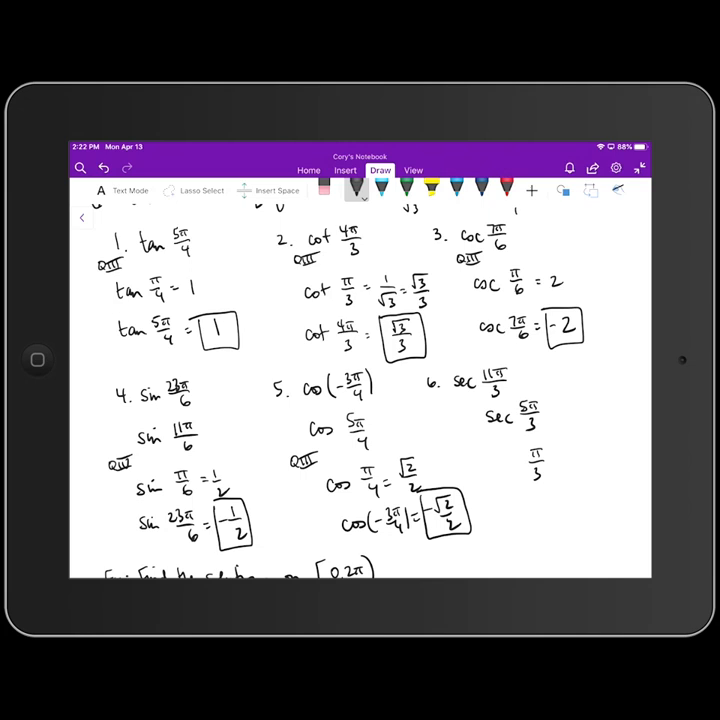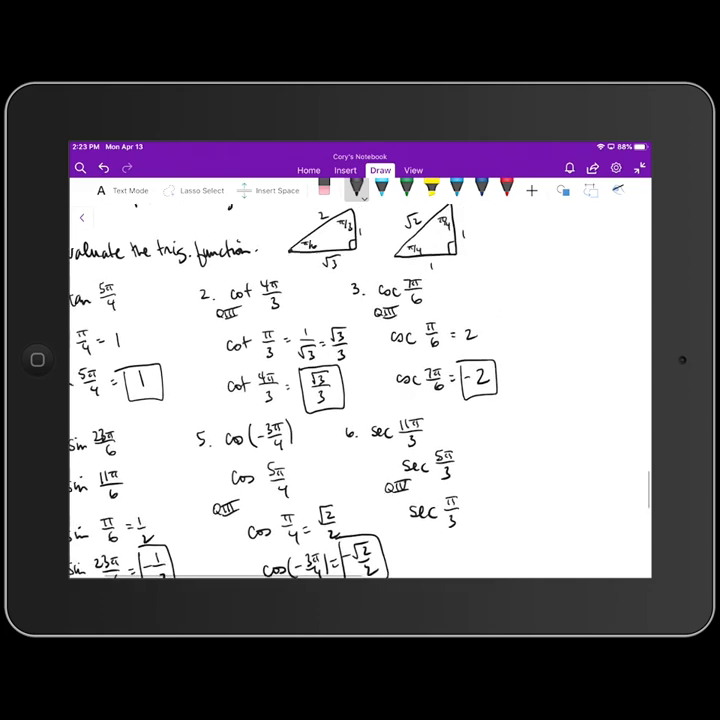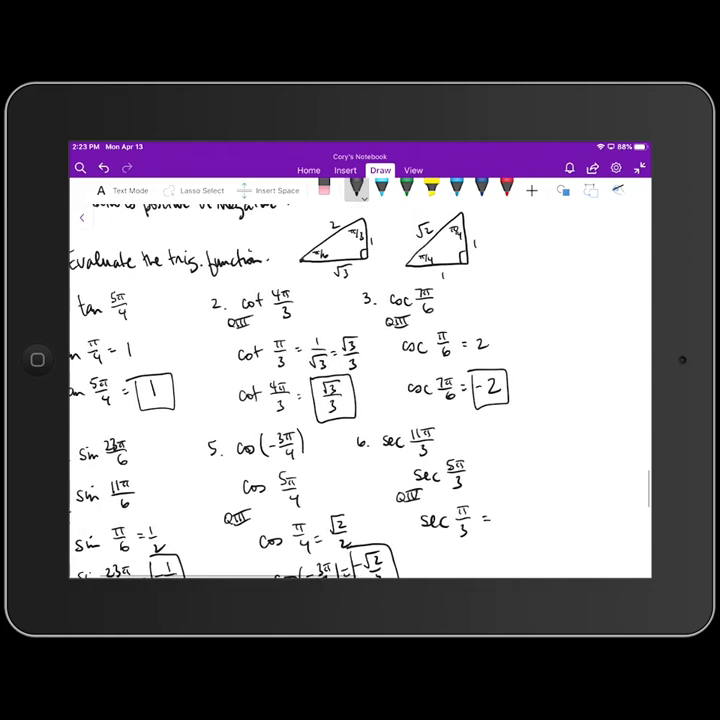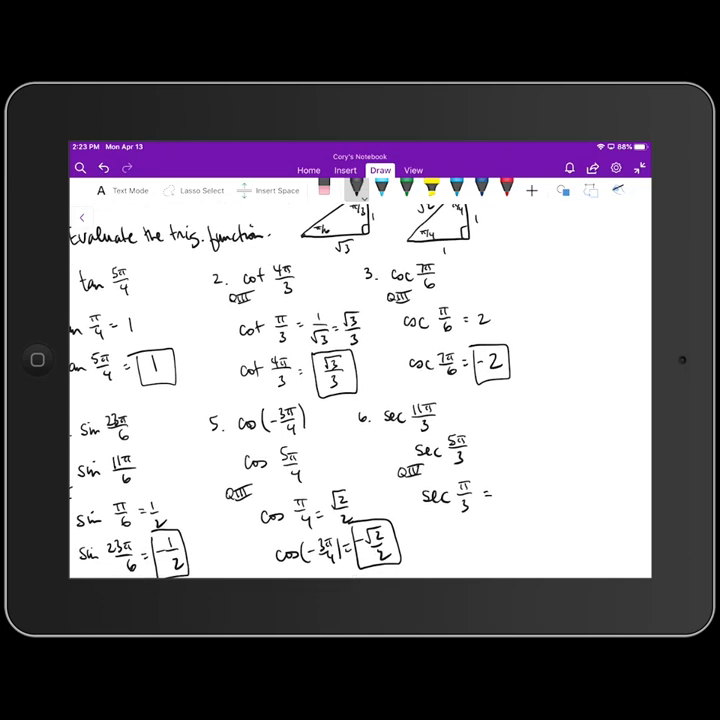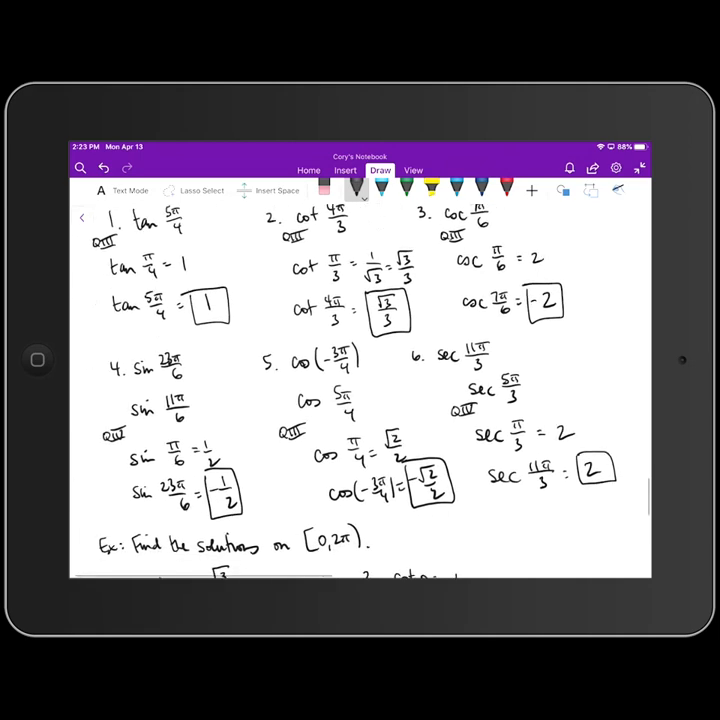We know 5 pi over 3 lies in quadrant 4 because 5 pi over 3 is 2 pi minus the reference angle. So 2 pi minus pi over 3 is 5 pi over 3, so our angle lies in quadrant 4. We evaluate secant at the reference angle pi over 3. So we go to pi over 3, secant is hypotenuse over adjacent, which is 2. So that makes the secant of 11 pi over 3 have that same ratio. We know that secant is positive in quadrant 4. So that ratio is going to be 2.